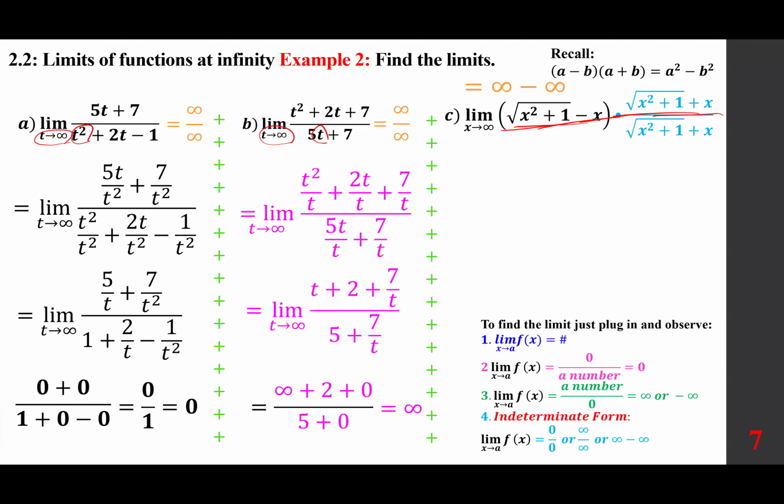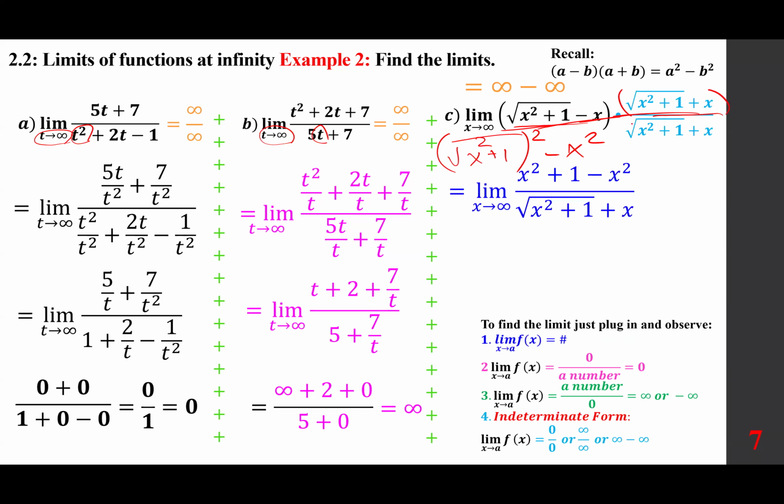I'm going to extend the fraction bar. The denominator doesn't change. The numerator a minus b, a plus b is a squared. That means square root of x squared plus 1 squared minus x squared. And these two cancel each other. And now if you plug in, infinity and infinity add up to infinity, 1 or any number divided by that equals 0.